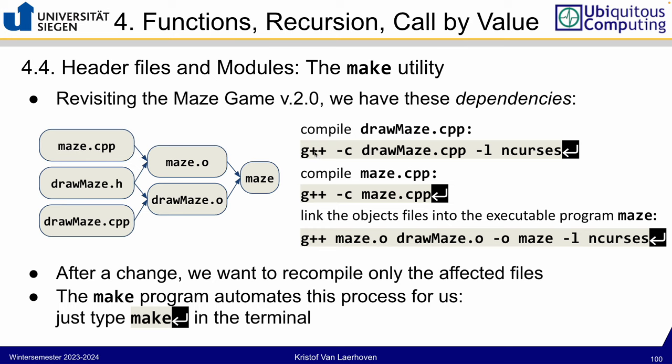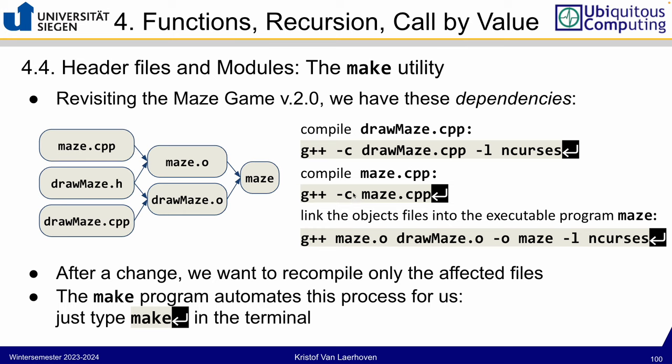So what we have to do is always compile our drawMaze.cpp into an object file. DrawMaze.cpp has the header file in it, right? So it knows everything it needs to know about the functions that we provide. So up until now, we can compile everything we need for those two functions. Then for our maze.cpp, where our main function is, we do exactly the same. In fact, there we don't even need ncurses. It's implemented in drawMaze.h. That's what we already included there.